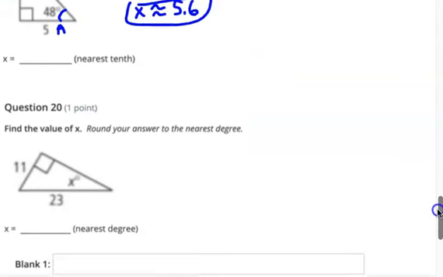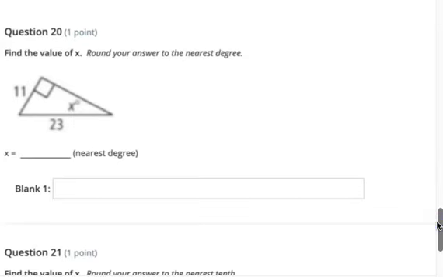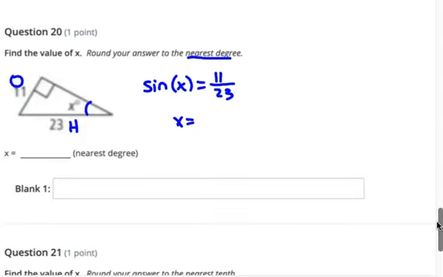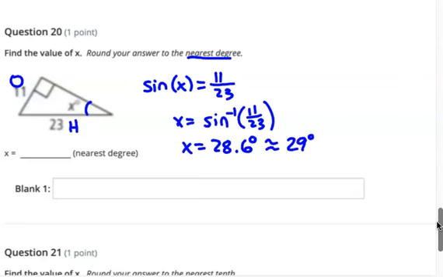Number 20. Find the value of x. Now we're going to the nearest degree again. So here's the angle we care about. This is the opposite side. This is the hypotenuse. When you have O and H, you use sine. Sine of x equals 11 over 23. So we go to the calculator with x is equal to the inverse sine of 11 over 23. We're rounding that to the nearest degree. Okay, so that gives us that x is 28.6 degrees, but you should be typing in 29 degrees.